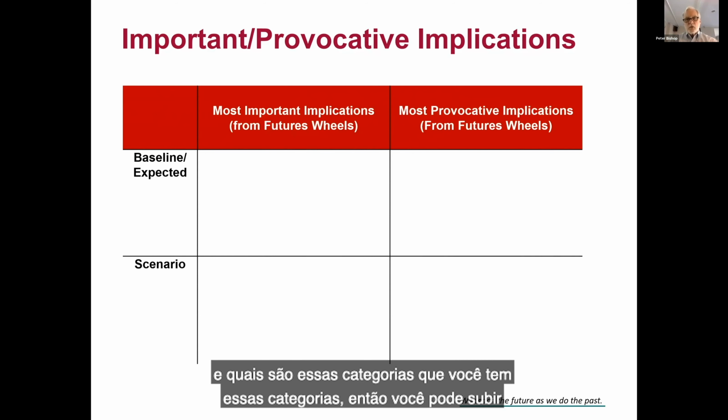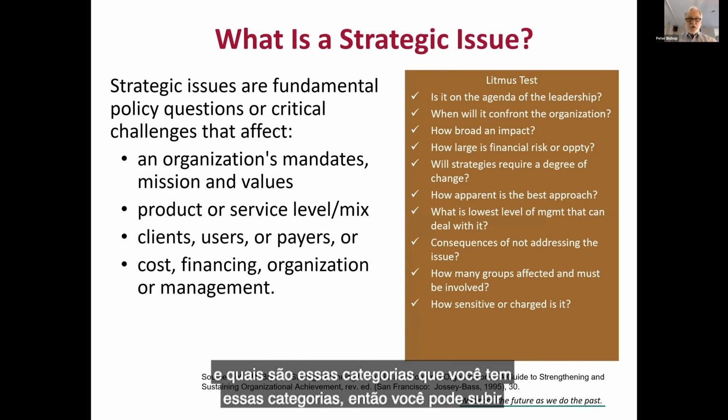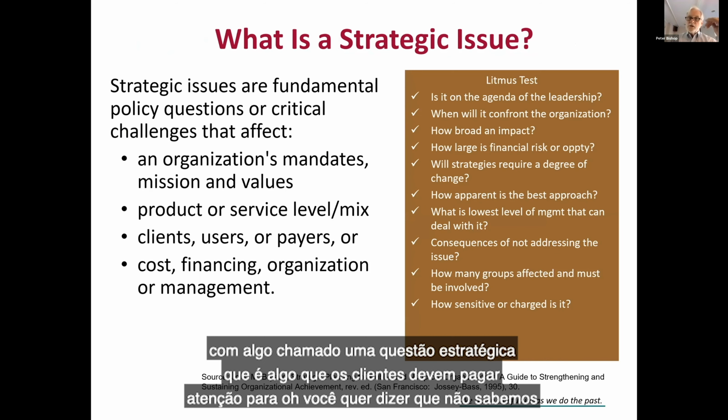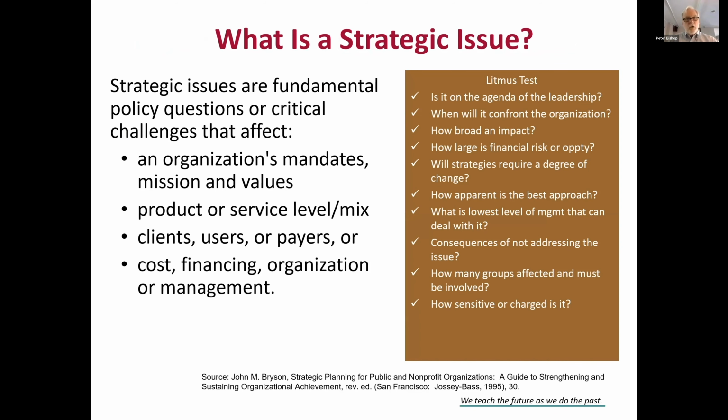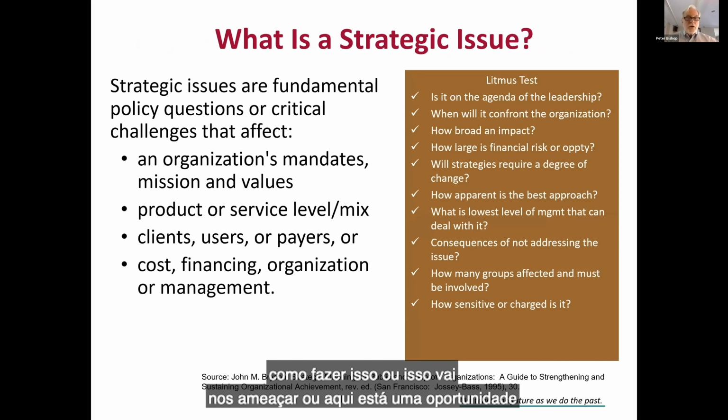And once you have those categories, then you can come up with something called a strategic issue, which is something clients should pay attention to. Oh, you mean we don't know how to do this? Or this is going to threaten us, or here's an opportunity, in another country or another line of business, that we should take into account. And you can read all through this. You'll have these charts, and you can see how those come.